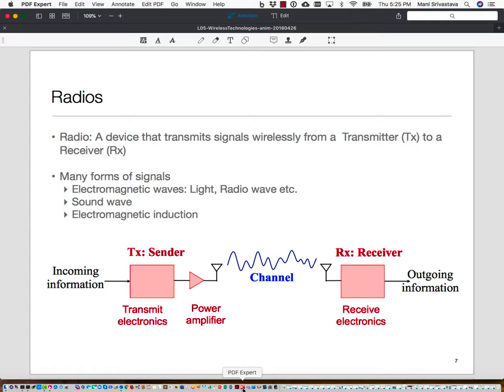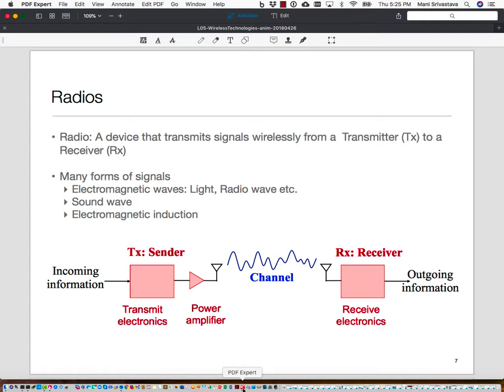So what are radios? At some level, it's a device that transmits a signal wirelessly from a transmitter to a receiver in a cooperative manner. If you are doing communication, that is, the two parties have agreed upon the format and protocols. Most commonly, it is using some sort of electromagnetic waves, lights, radios. Sometimes in the form of a directed beam, so a laser, for example. Sound wave is another one, and electromagnetic induction is another possibility.